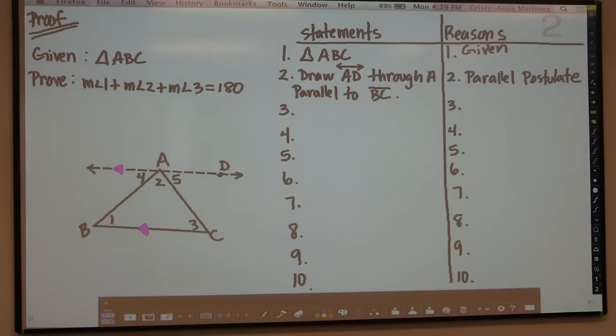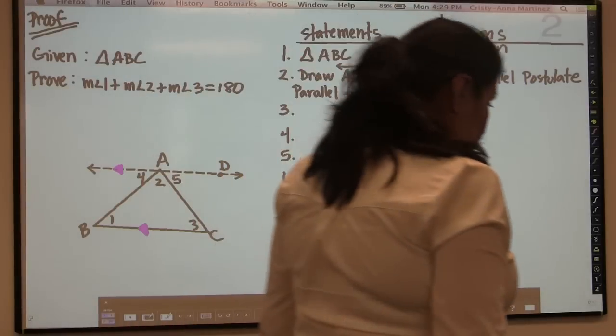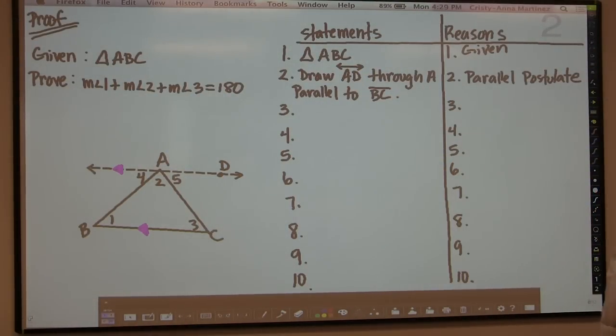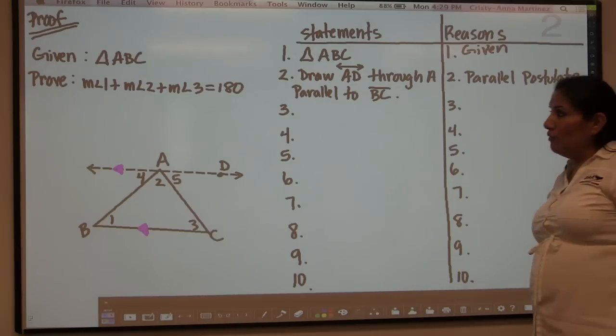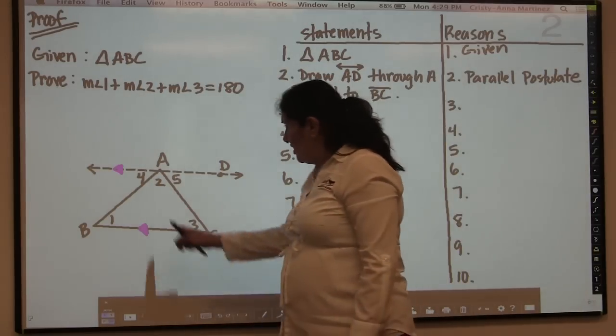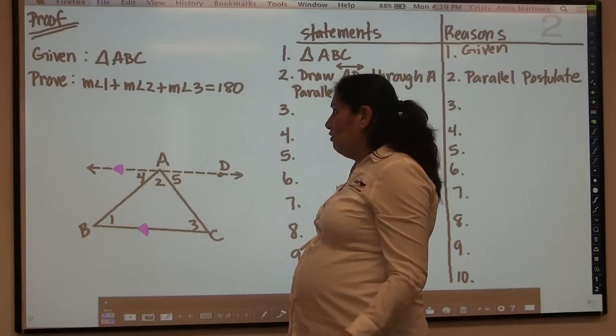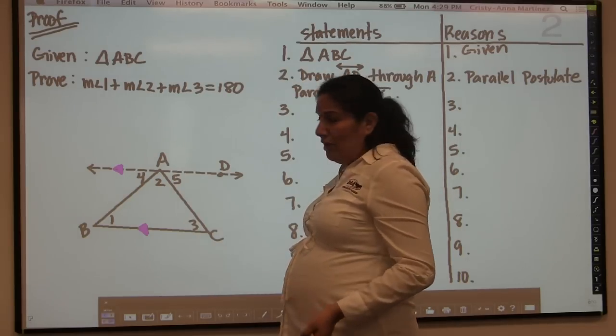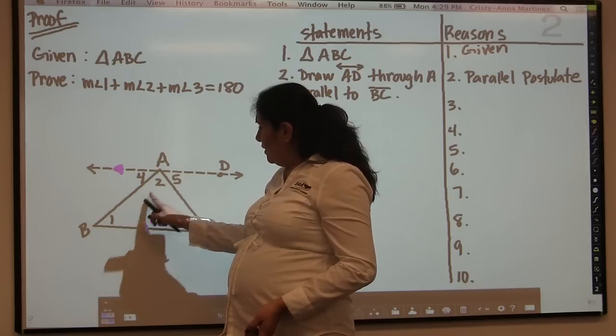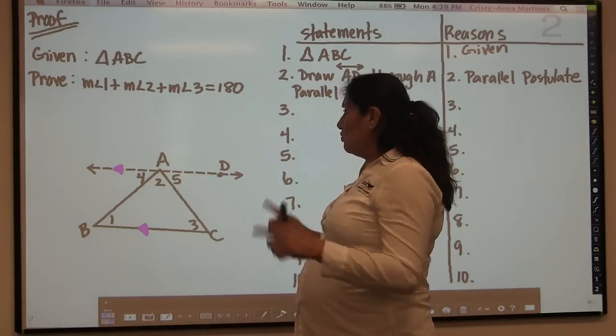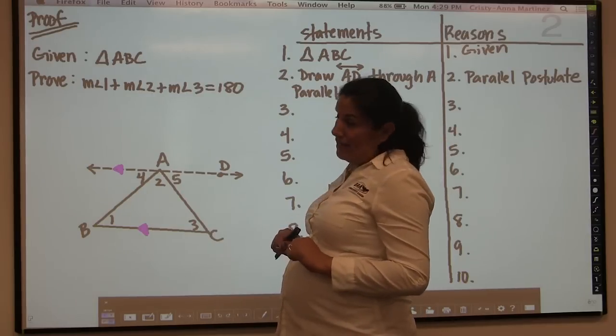Remember that although the book may ask for a flow proof or a paragraph proof, in my class we are strictly sticking with two-column proofs. So I am going to demonstrate a two-column proof for you to prove this theorem. So first off, we have given triangle ABC. So we're given this triangle here, ABC. They're asking us to prove basically the theorem that states that the three interior angles, in this case the measurement of angle 1, 2, and 3, that those three angles added together would equal 180.